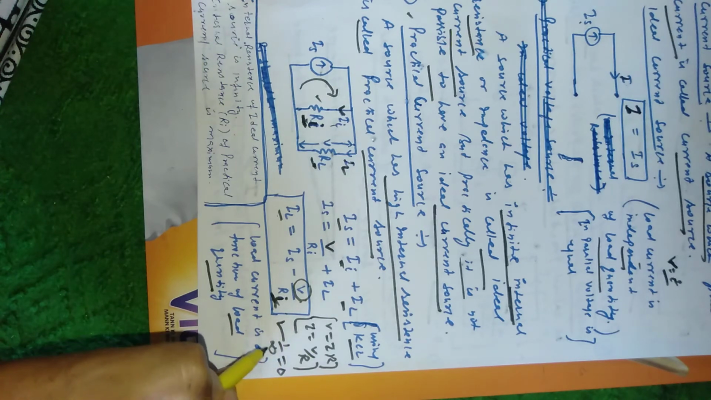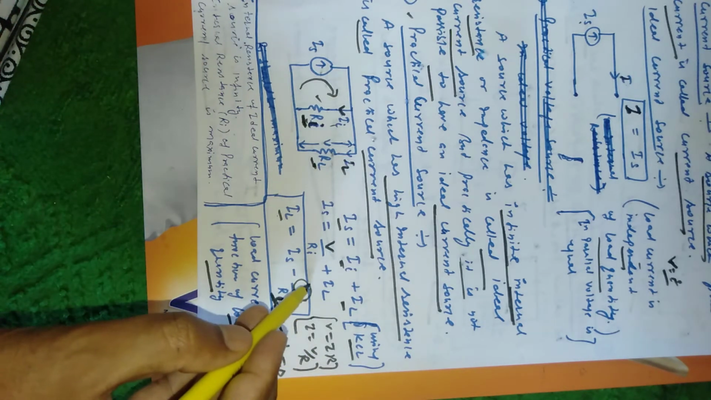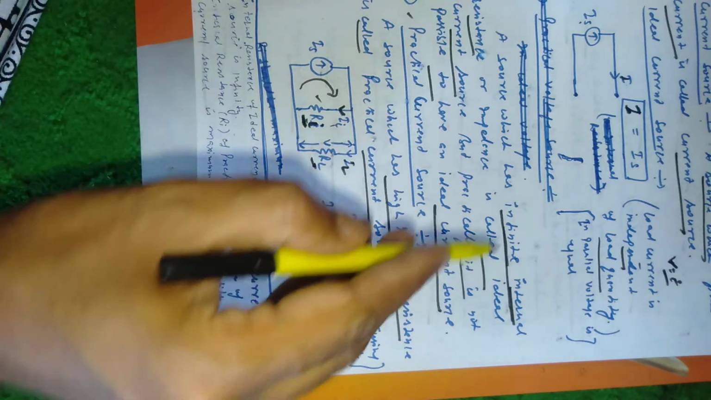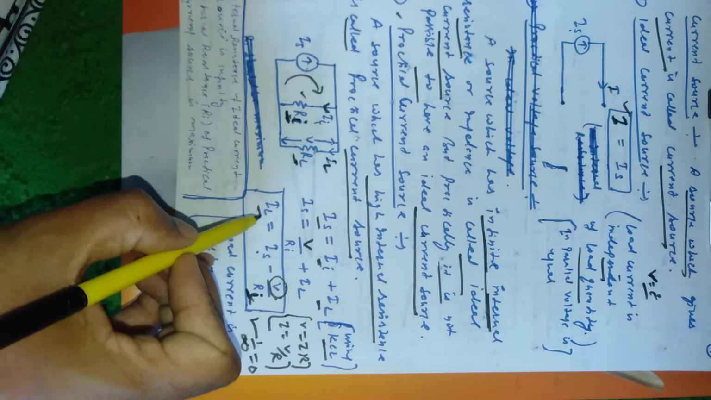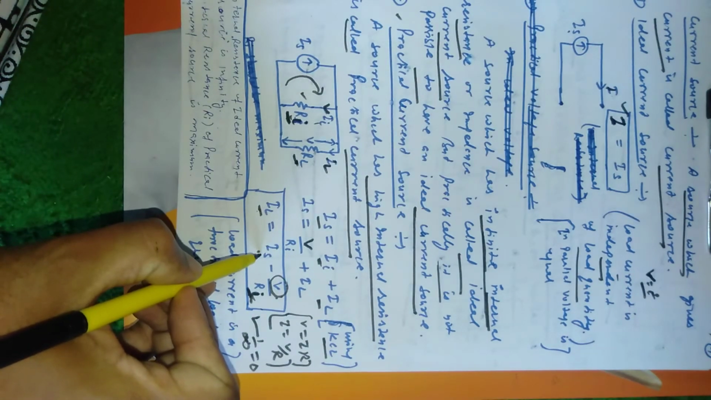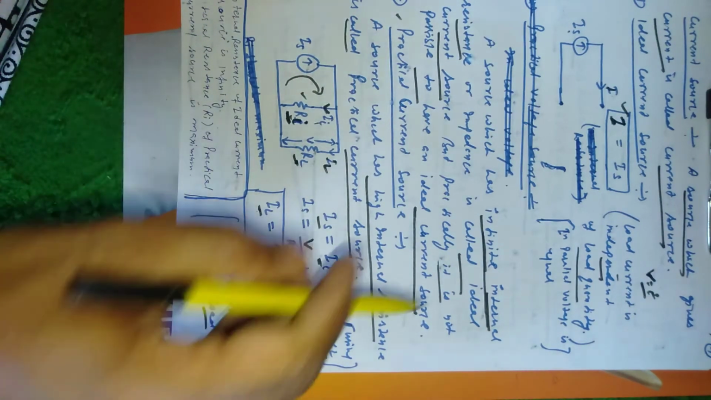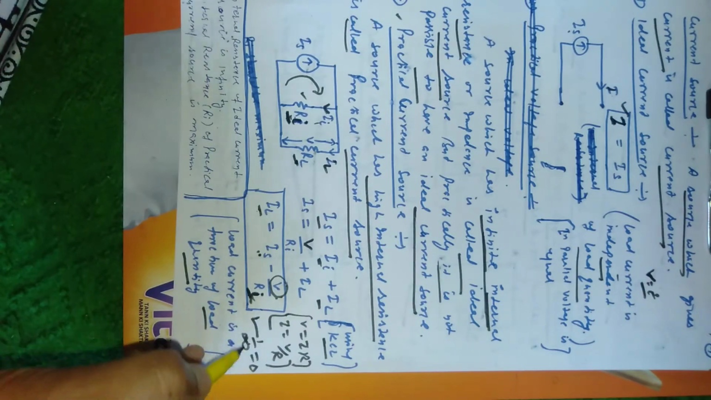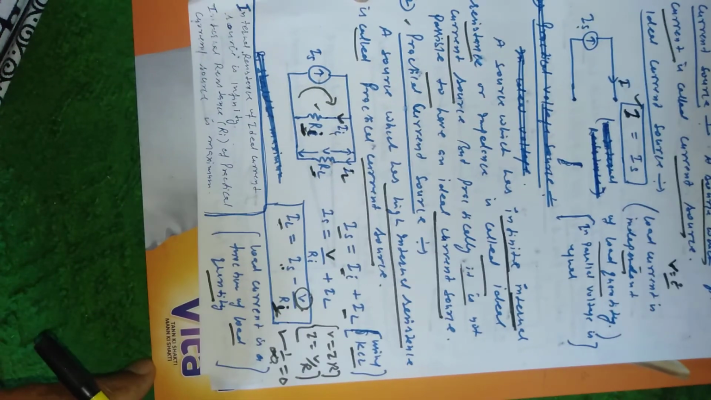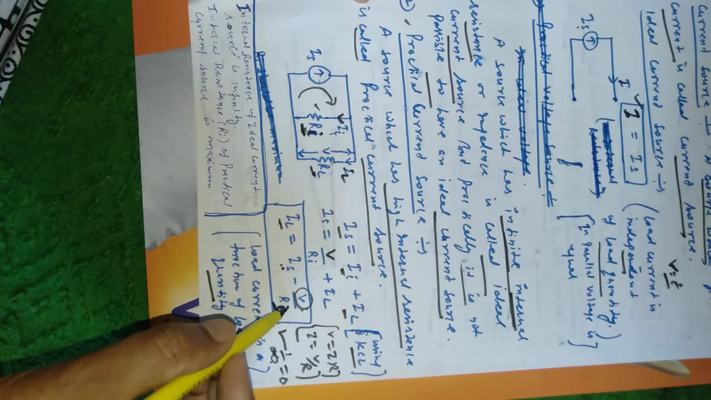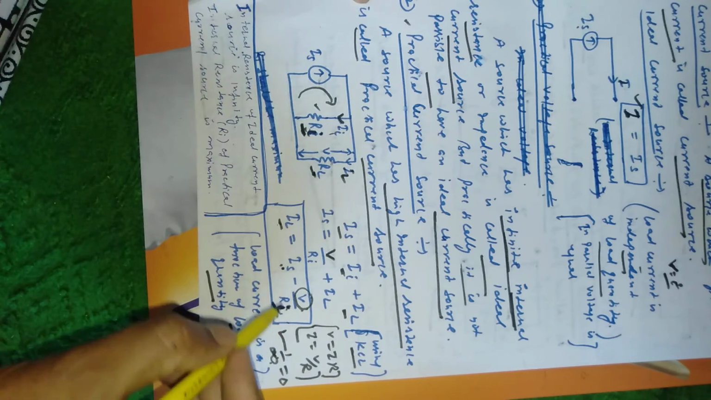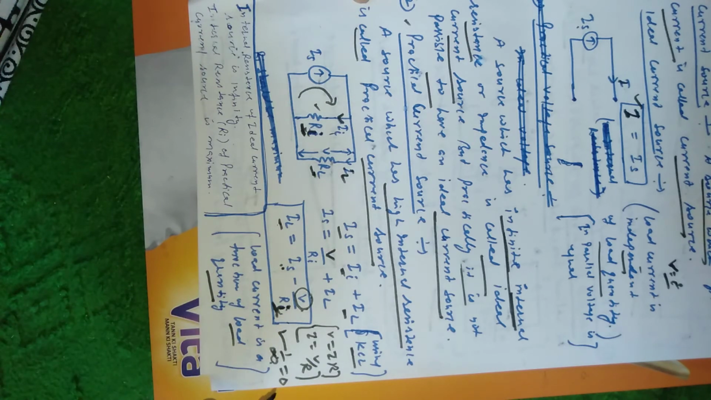1/infinity is equal to 0, and this becomes 0, then IL is equal to IS, which will meet the condition of the ideal current source. Therefore IL is equal to IS, which is the condition of the ideal current source. So in case of practical current sources, RI should be maximum, so that it cannot become 0.